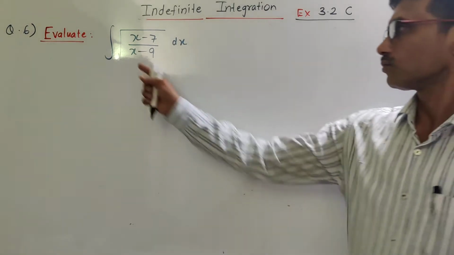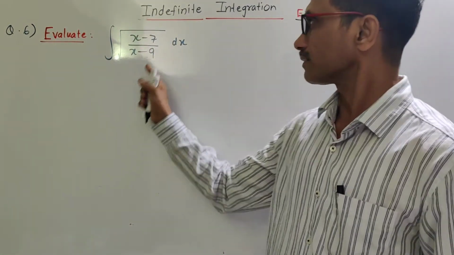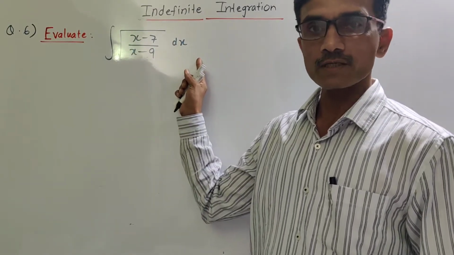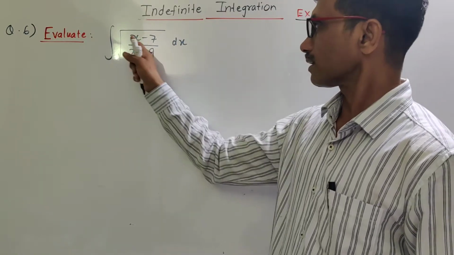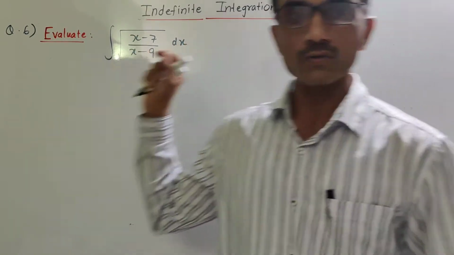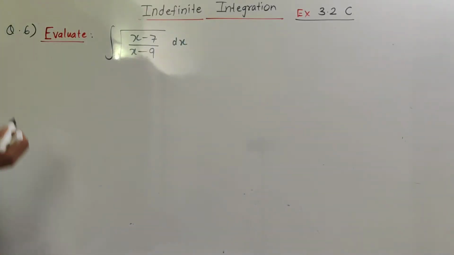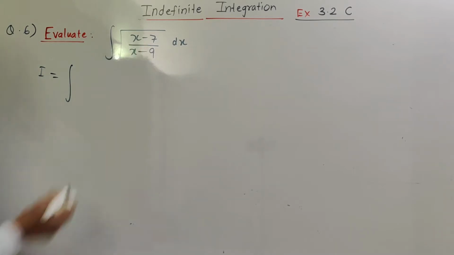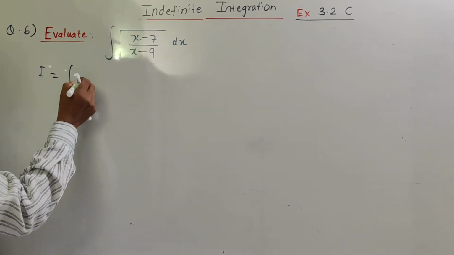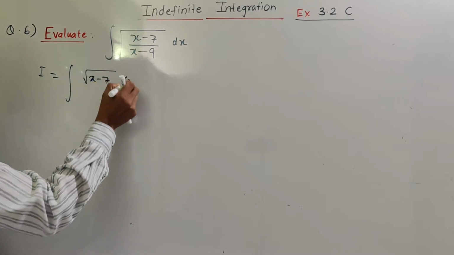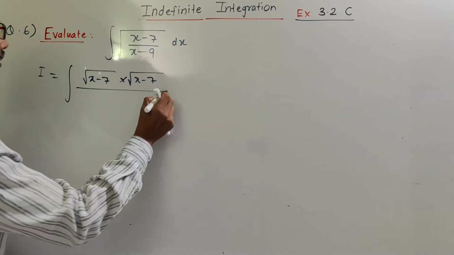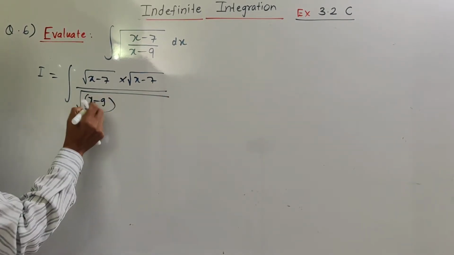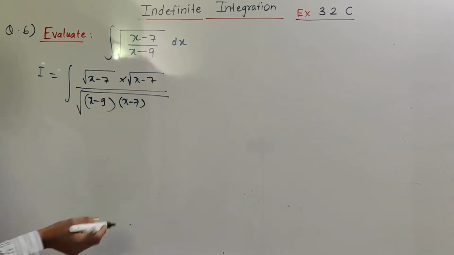Question number 6 is what? Root of (x minus 7) upon (x minus 9). So it is not of the form px plus q upon root of ax square plus bx plus c. So we can bring it in that form if we multiply numerator and denominator by root of x minus 7. So first we multiply numerator and denominator inside the integrand by root of x minus 7, so root of x minus 7 into root of x minus 7 upon square root of x minus 9 into x minus 7 dx.